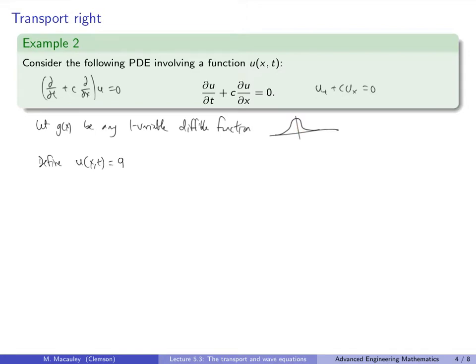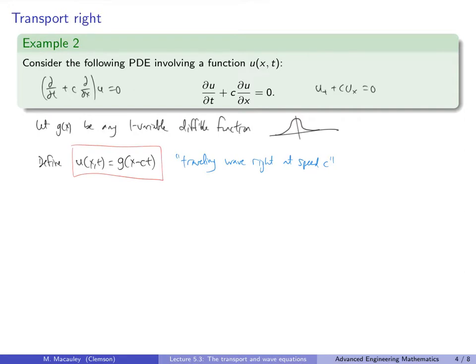So this is g of x minus ct. And think of this as a traveling wave at speed c. Okay, let me circle this or box it.